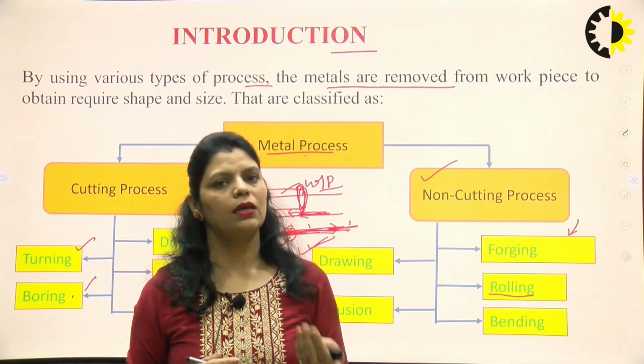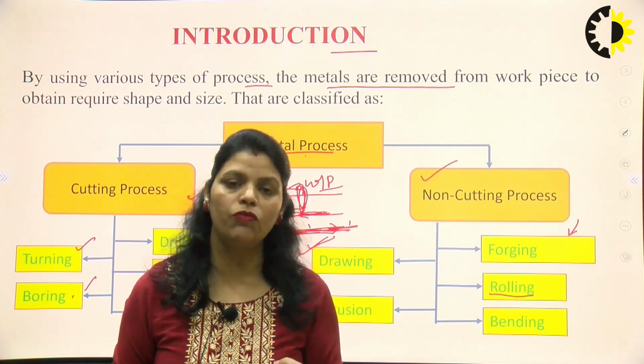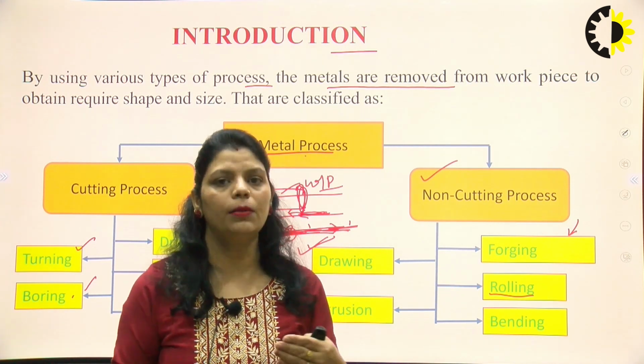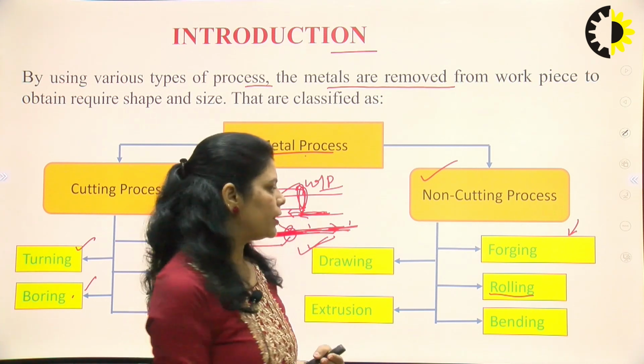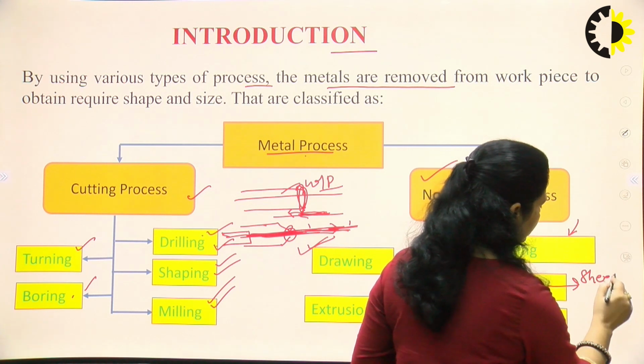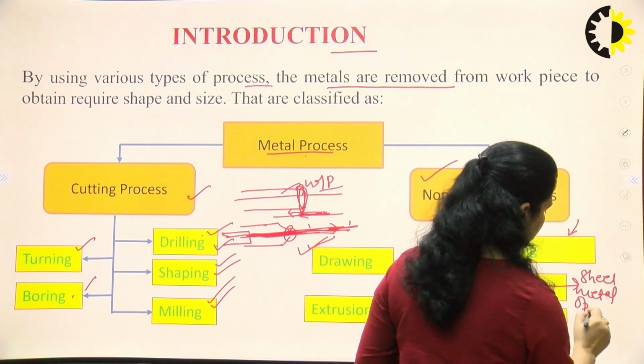We can use a single pair of rollers, or we can have a number of pairs of rollers, and through them the material will pass. It is basically used in sheet metal operations.